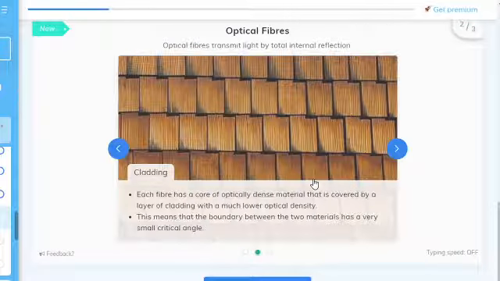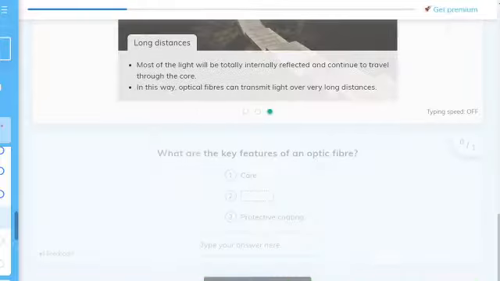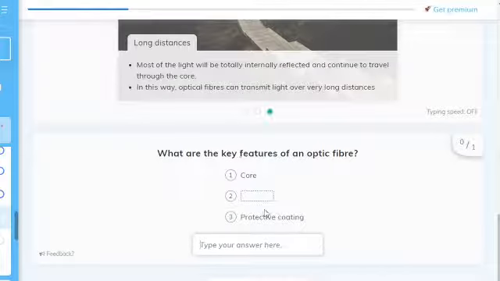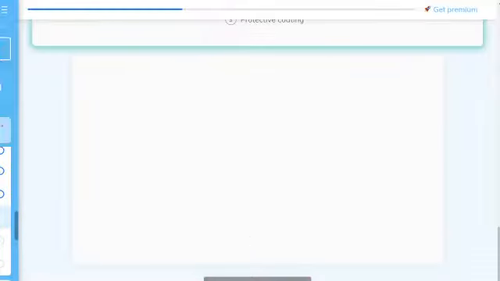Cladding. Each fibre has a core of optically dense material that is covered by a layer of cladding with a much lower optical density. This means that the boundary between the two materials has a very small critical angle, and these reflections can continue over very long distances. So, what are the key features? Cladding, protective coating, and the core.